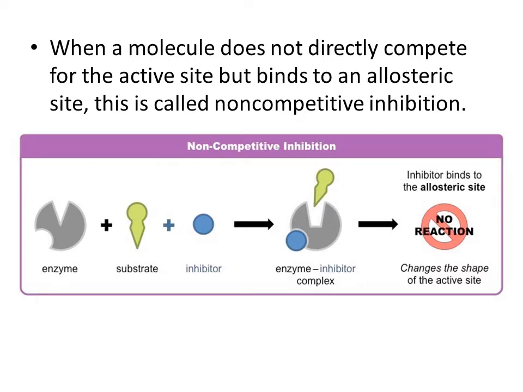When a molecule does not directly compete for the active site, but it binds to a different site, that is called non-competitive inhibition. Let's look at our picture below. We have our same substrate. Our same substrate wants to bind to its active site, but the inhibitor binds to a different site that is called an allosteric site. This is going to change the three-dimensional structure of that active site. Now it negatively affects the production of the product. This is non-competitive inhibition.